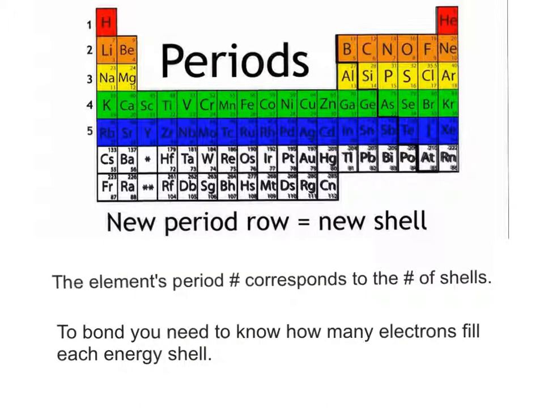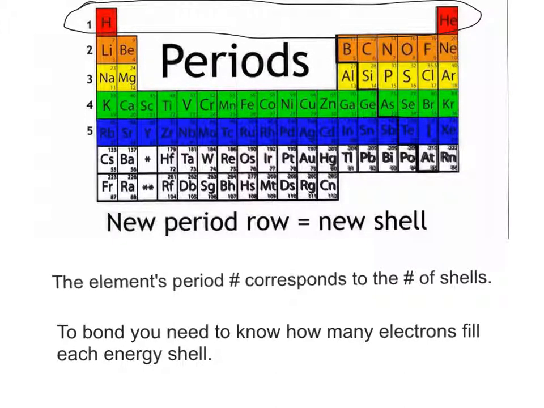Another quick review about periods. Every period row represents a new shell. The element's period number corresponds to the number of shells. To bond, you need to know how many electrons fill each energy shell. Let's look at hydrogen. Hydrogen is in the first period, which is the first row, and it only needs 2 valence electrons to be full.